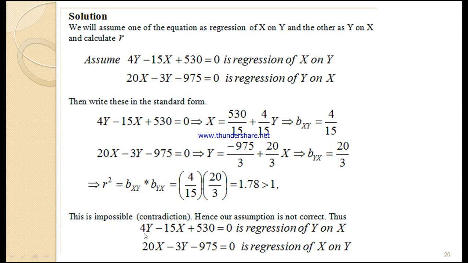Therefore, 4y minus 15x plus 530 equal to 0 is the regression of y on x, and 20x minus 3y minus 975 equal to 0 is the regression of x on y. This is how we can determine the dependent variable and independent variable when we are given two equations.